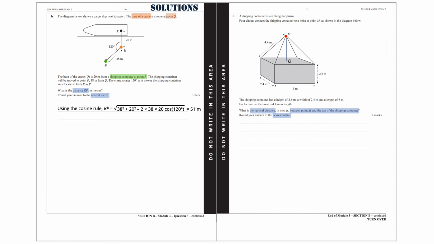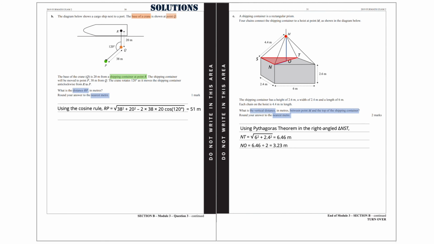We are going to construct the right-angle triangle MON because we need to calculate OM. However, we do not know the distance NT. For this, we are going to construct the right-angle triangle SNT. Using Pythagoras' theorem in the right-angle triangle NST, NT equals the square root of 6 squared plus 2.4 squared, which is 6.46 meters. We need the side length NO in triangle MON. So NO equals 6.46 divided by 2, which equals 3.23 meters.